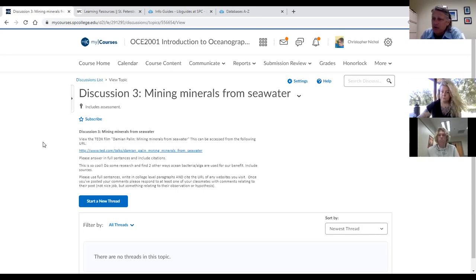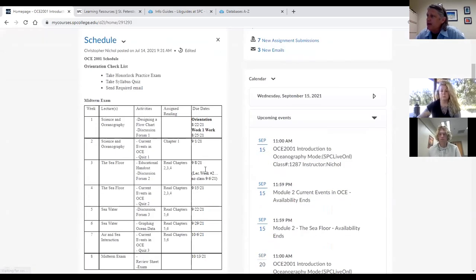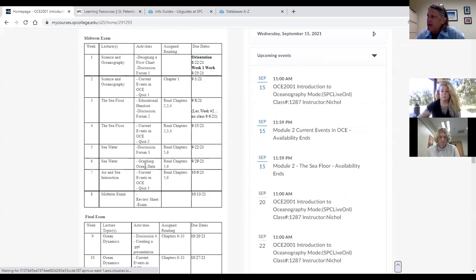As I was going through my lesson plans for this week, I noticed that the discussion originally listed for next week's work fit perfectly with what we were talking about, the natural resources in the ocean, because it's mining minerals from seawater. And the graphing the ocean, which was originally scheduled for this week, went perfectly with what we were doing next week. So just for an announcement, and I have it up on the screen now, I went through the syllabus and the due dates, and I switched the graphing ocean data and the discussion forum.